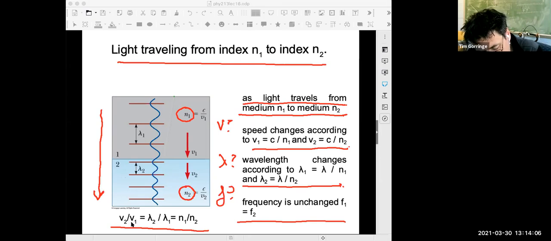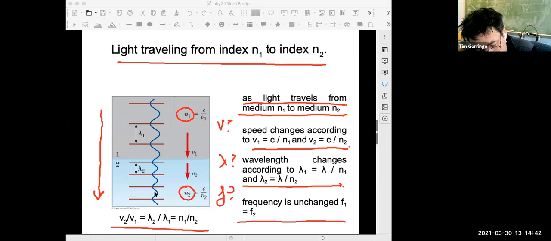The ratio of the speeds is equal to the ratio of the wavelengths, which is equal to the inverse ratio of the corresponding refractive indices. And so this is telling you that if n1 was smaller, closer to 1 than n2, then the speed in n1 would be larger, and the wavelength in n1 would be larger. And the speed in n2 would be smaller, and the wavelength in n2 would be smaller.